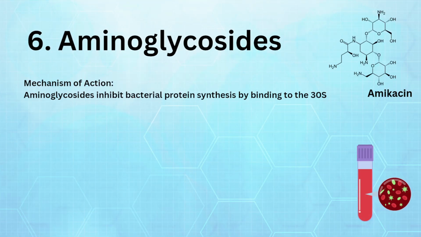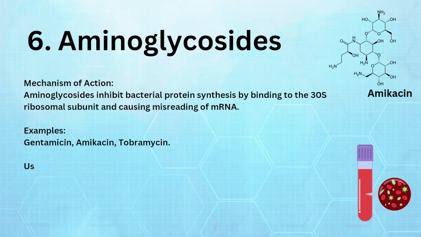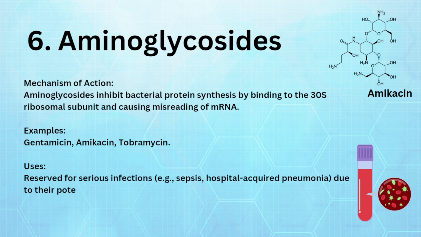Aminoglycosides inhibit bacterial protein synthesis by binding to the 30S ribosomal subunit. They are mainly effective against gram-negative bacteria and are often used in combination with other antibiotics. Examples include gentamicin, amikacin, tobramycin, streptomycin, and neomycin.